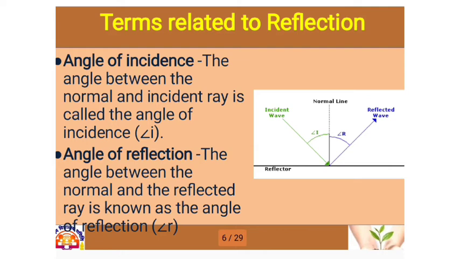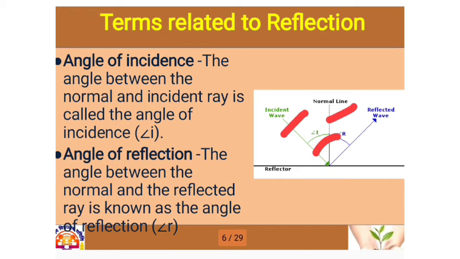The first one is the angle of incidence. Here you can see in the picture, one is the incident ray, this is the normal one, and this is the reflected one. Now where is the angle of incidence? Here it is, this is the angle of incidence. The angle of incidence is the angle between the incident ray and the normal ray. This is the incident one, this is the normal one, and this is the angle.